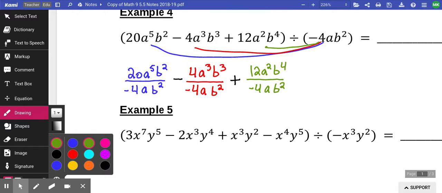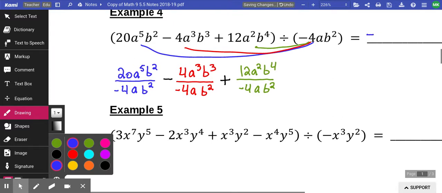So if you look at the blue term, numbers with numbers. So I have 20 divided by negative 4. A positive divided by a negative is always going to be a negative. So I know that my answer has to be negative. And then I do 20 divided by 4, which is 5. So I use my knowledge of positive divided by negative, and then I just focus on the numbers.